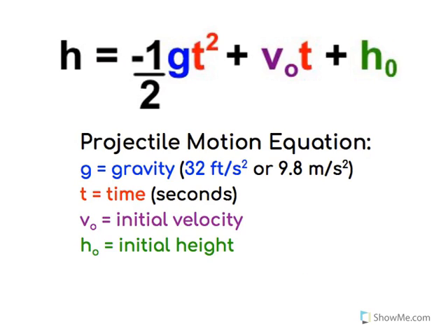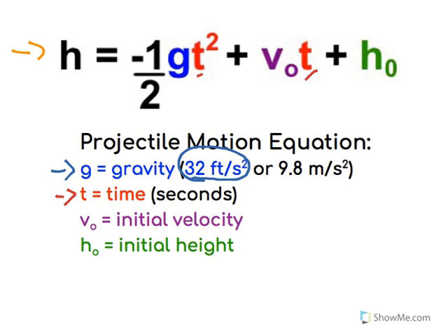When you have a word problem where something is thrown or kicked and it's projectile motion, you're always going to use this equation, where G stands for gravity. Typically, the word problems are in feet, so most of the time you're going to use 32 for gravity. T is time in seconds, so you've got two different T's in there.